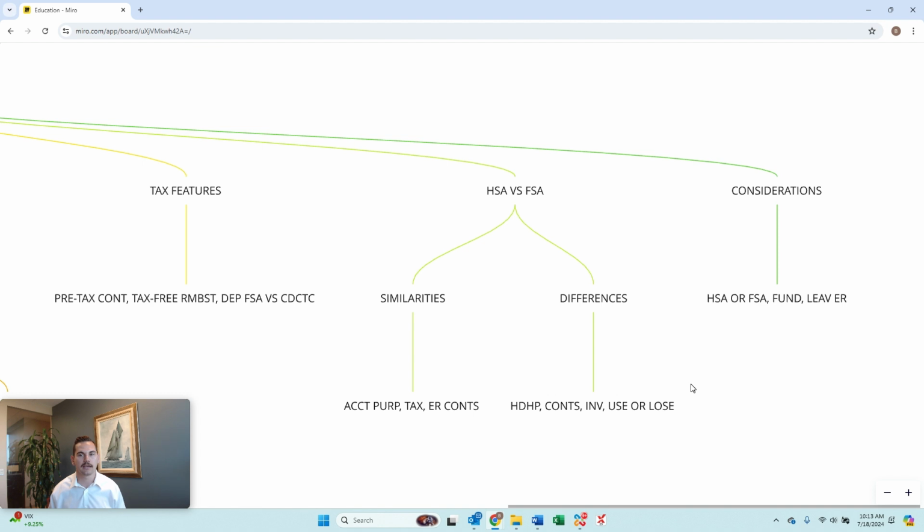And then the final thing I'll say is if you leave your employer. If you were to leave your employer and you have FSA funds, then you might not be able to access those funds. So if you have a planned departure from your employer, consider using up your dependent care FSA or healthcare FSA funds before you lose out on them.